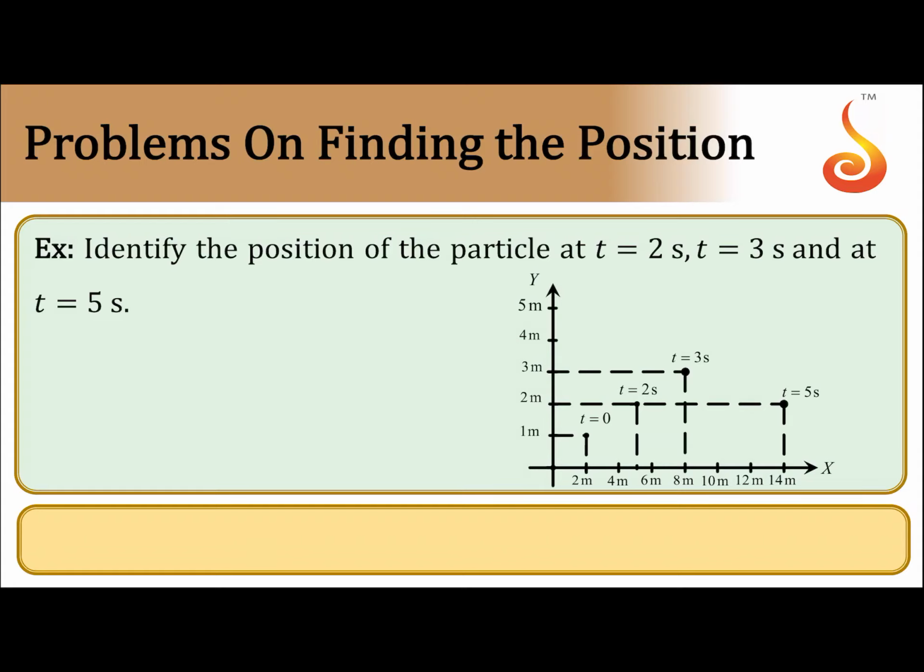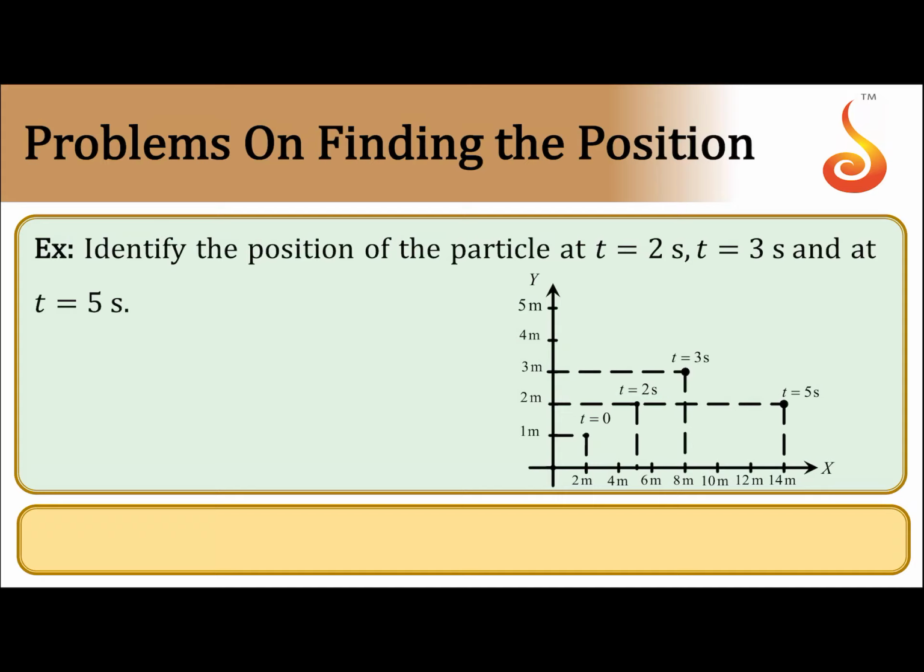Well, in this problem, the question is to identify the position of the particle at t equal to 2 seconds, t equal to 3 seconds, and at t equal to 5 seconds. You know how to find the position if the particle moves along a straight line path. But in this case, is it a straight line path? No, it is not a one-dimensional motion. How do we know that it is not one-dimensional motion?